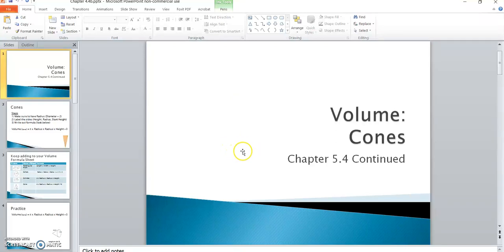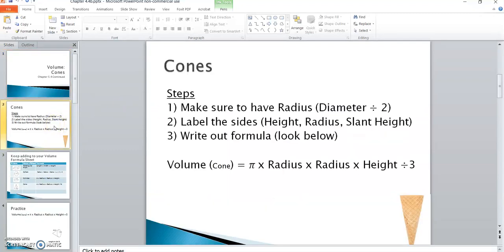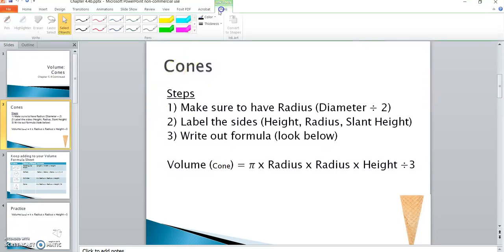Alright, so we're going to move on to our last shape for the volume section of this chapter, and it's going to be a cone. So again, when you think of the word cone, I want you to think of an ice cream cone, because that really is a great representation.